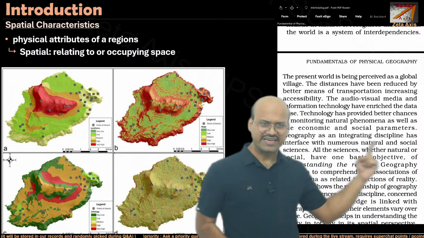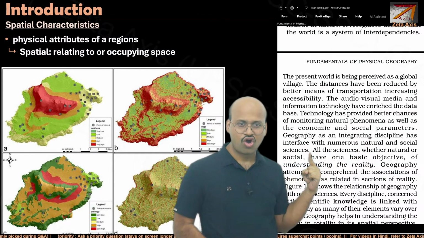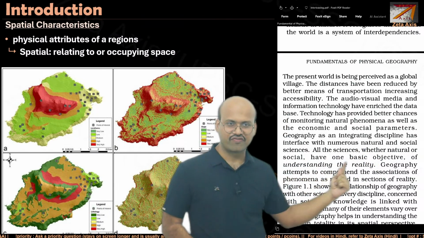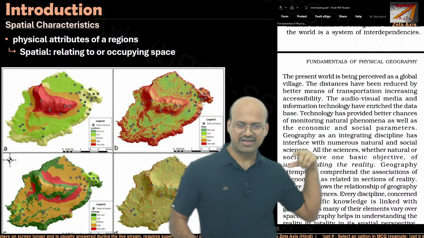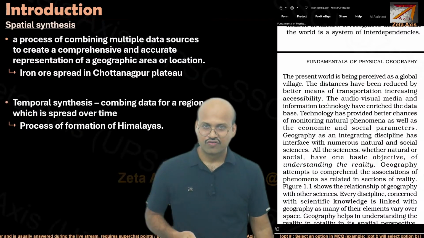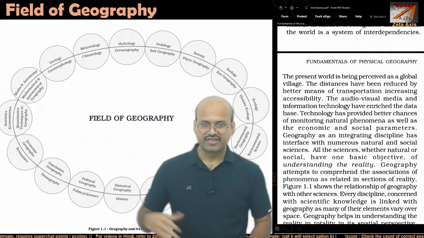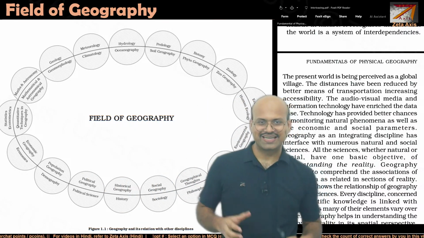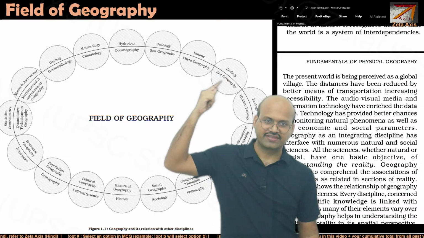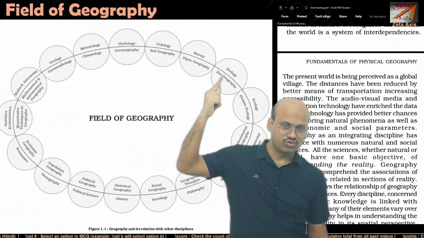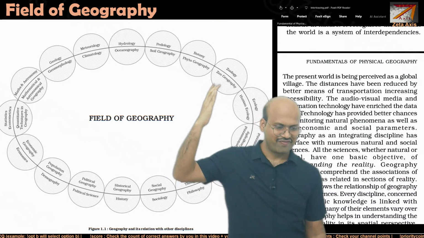Geography as an integrating discipline has interfaced with numerous natural and social sciences. All the sciences, whether natural or social, have one basic objective of understanding the reality. So it says that geography is an integrating factor which links different types of fields. Here is geology, and then we have zoogeography, so we study the distribution of animals based on geography.